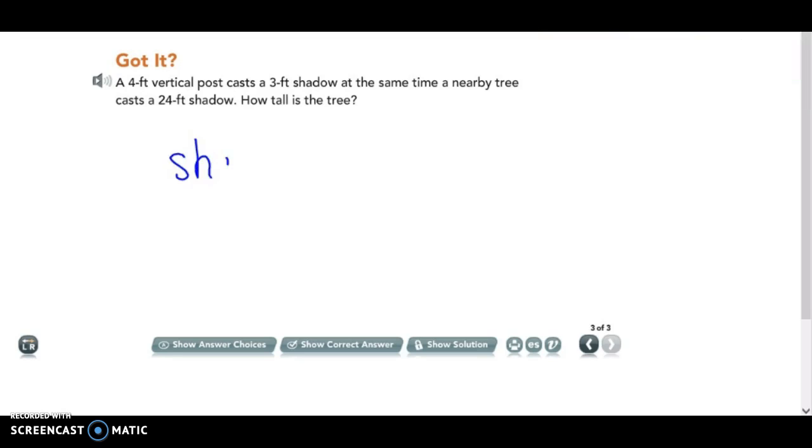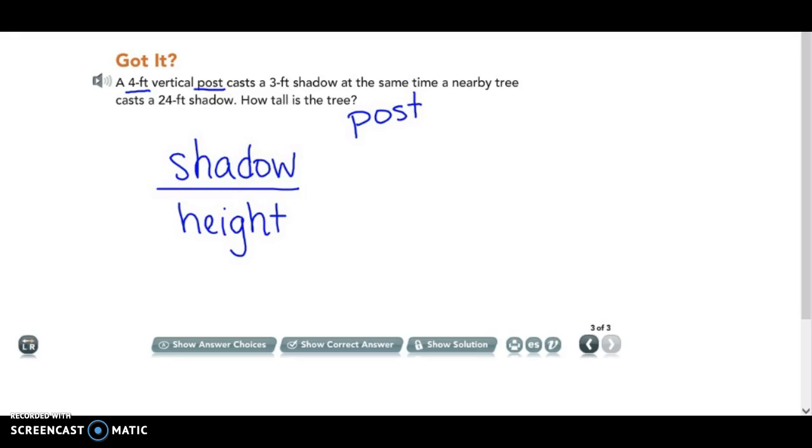We have a shadow, and we have the height. And we first want to know, we have to have the same thing. We know that a vertical post, what its shadow is, and we also know how high it is. So we're going to take our post and we're going to look at it. It casts a 3 foot shadow. So I'm going to put that under the shadow, and it is 4 foot tall. So I'm going to put that there.